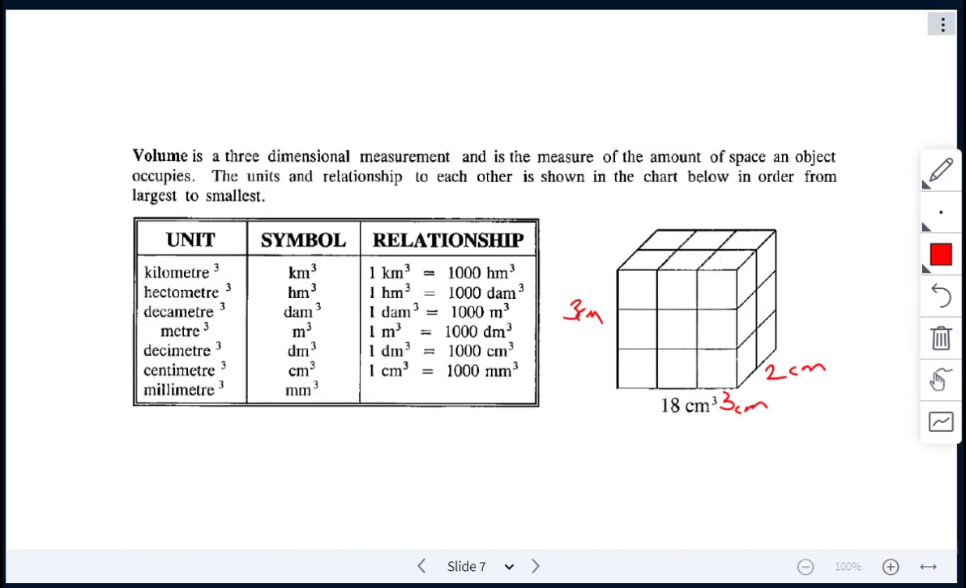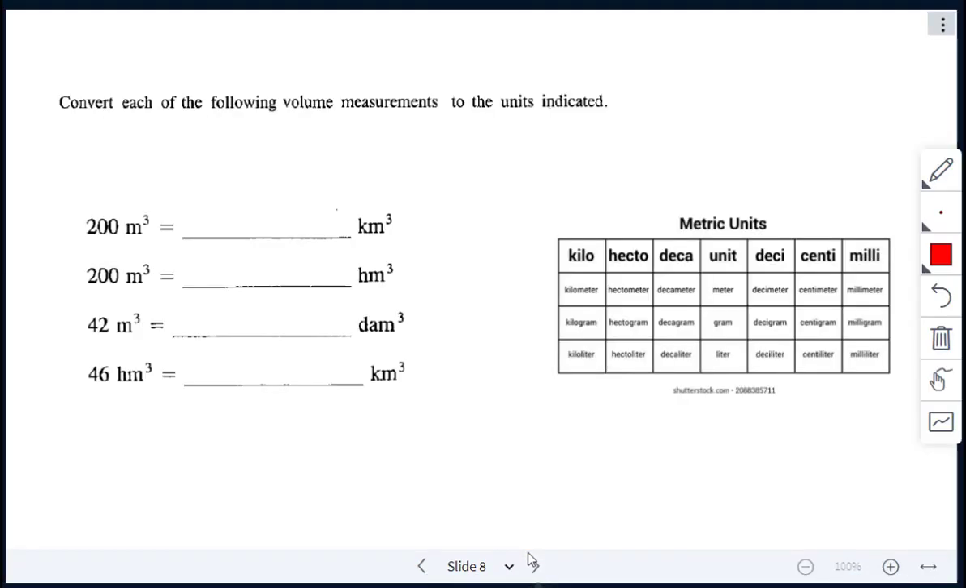All right, so next we're looking at volume. Volume is a 3-dimensional measurement. It's the measure of the amount of space an object occupies. So our units are cubed. In this figure, we have 3 centimeters times 3 centimeters times 2 centimeters, which gives us 18 centimeters cubed. When we are converting volume measurements, we're going to triple the decimal places. Okay, so multiplied by 3.